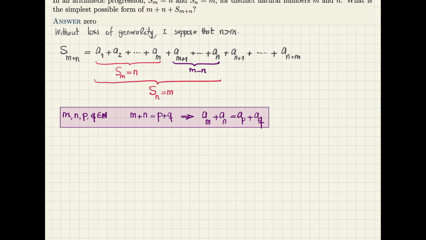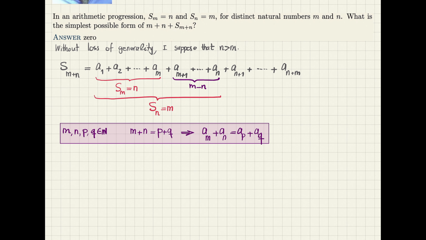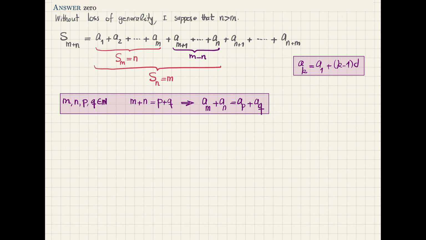Okay, so hopefully you remember this property from your previous studies, that a sub k is equal to a1 plus k minus 1 times d. So that's a famous relation in arithmetic progressions. Okay, so my goal is to prove this equality under this condition. So I start from the left hand side and I continue to reach the right hand side.